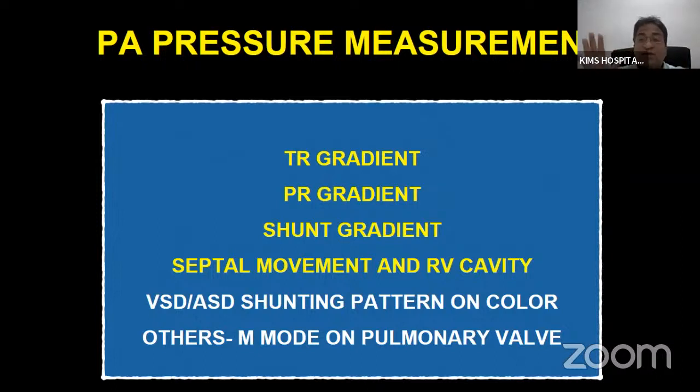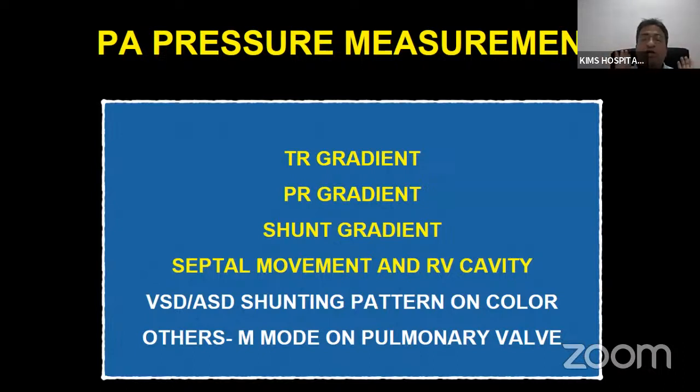Okay, when the IVC is very dilated, add 15. So that's how you know: the TR gradient plus RA pressure of 10 in collapsing IVC, and 15 in the presence of dilated IVC, will be the RV pressure. So in the absence of pulmonary stenosis, the RV systolic pressure is equal to the PA systolic pressure. Indirectly, you come to know the PA pressure.